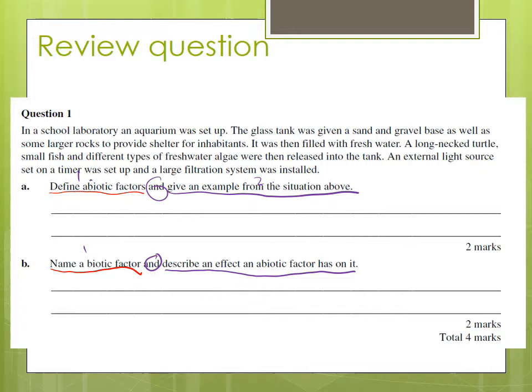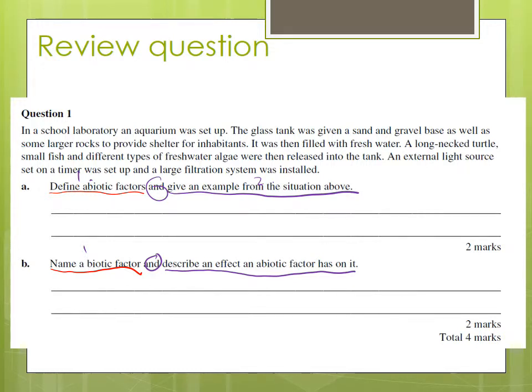any abiotic factor, it doesn't need to be the one that you mentioned earlier. It doesn't say describe how the abiotic factor listed in A affects the biotic. So you can use any abiotic factor that you want.